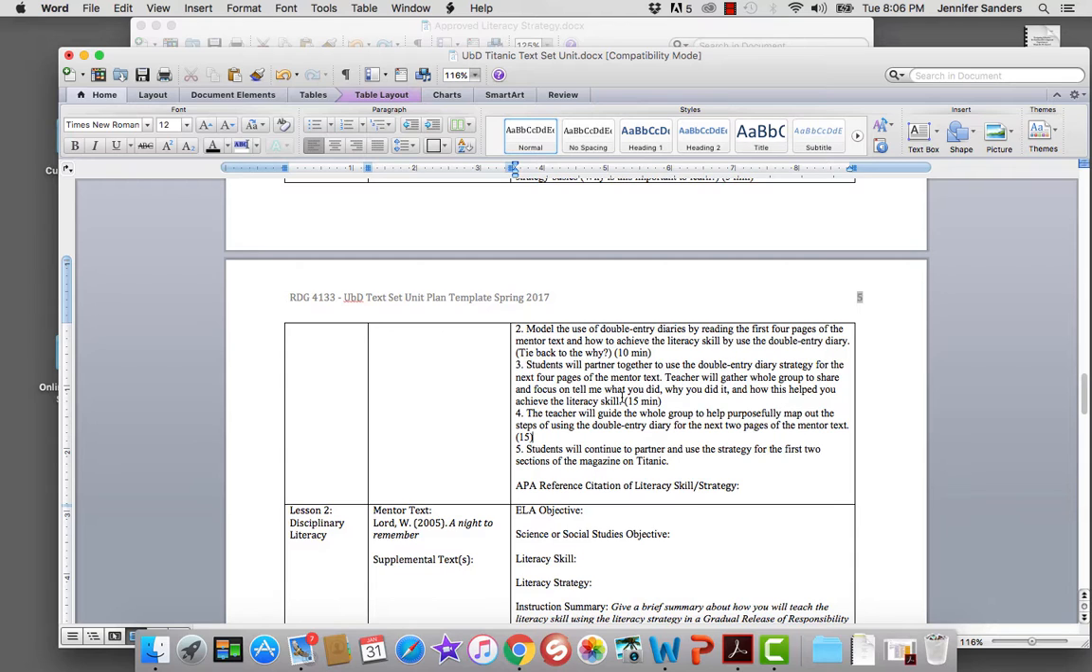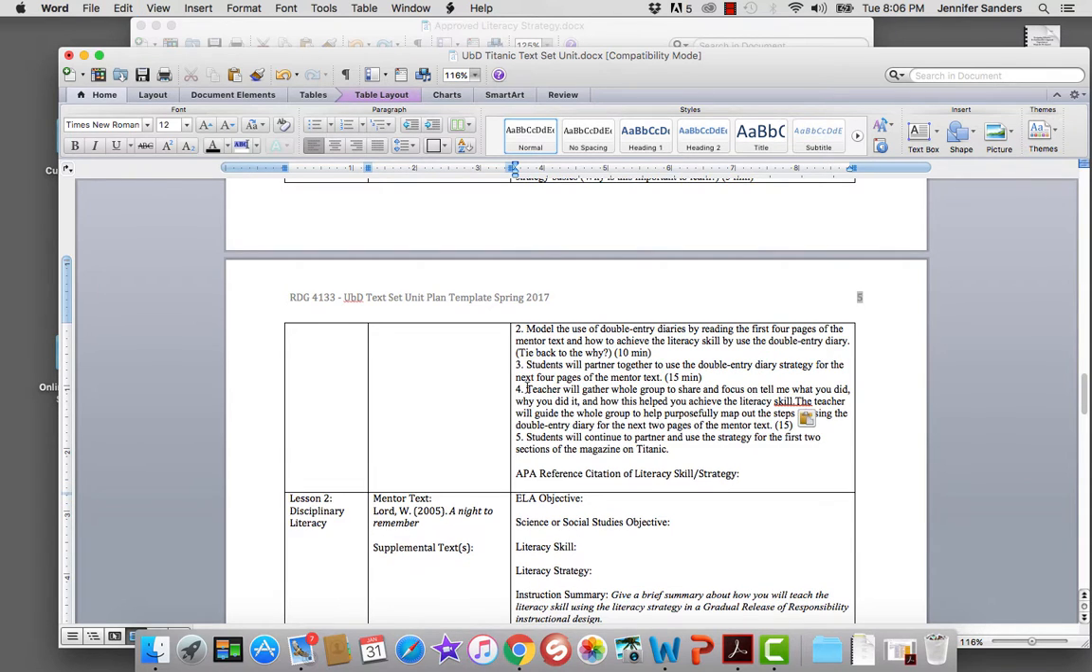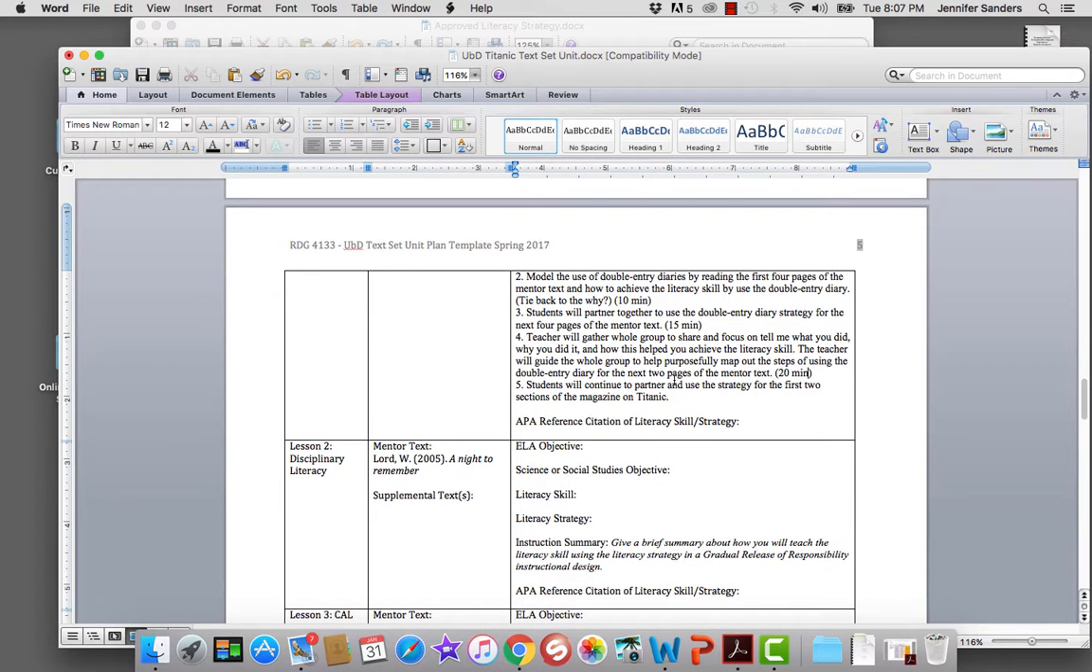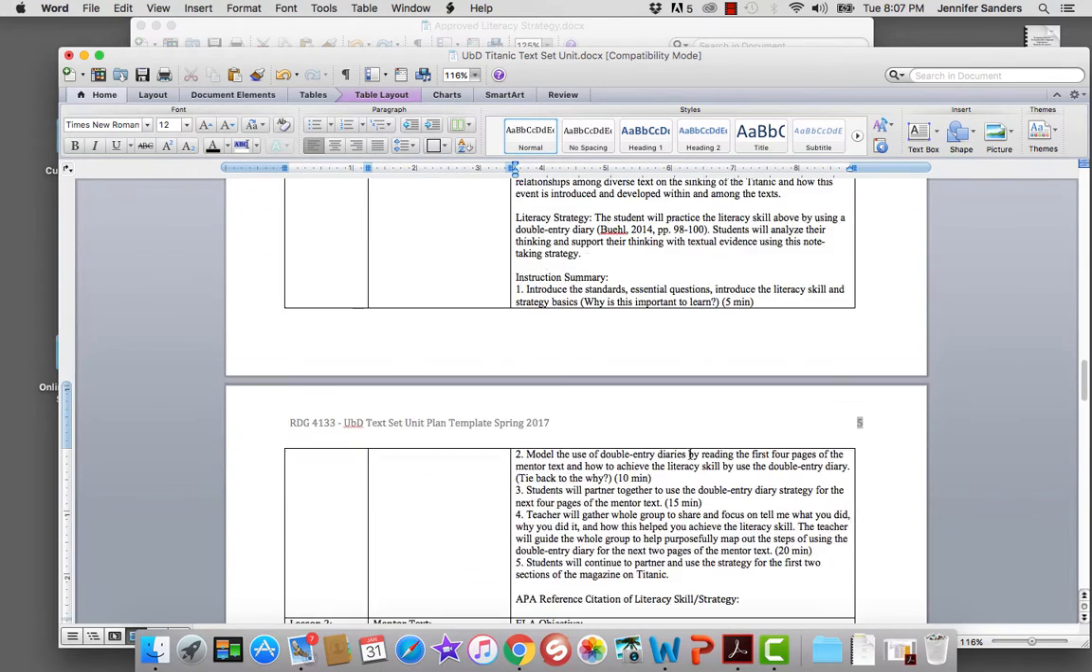When the students gather as a whole group, I actually need to put this here, because if you're coming back, that's a together time. So let's do here, maybe it takes us 20 minutes. Okay? And the students will continue to partner. Well, I noticed I didn't put any individual work in here.